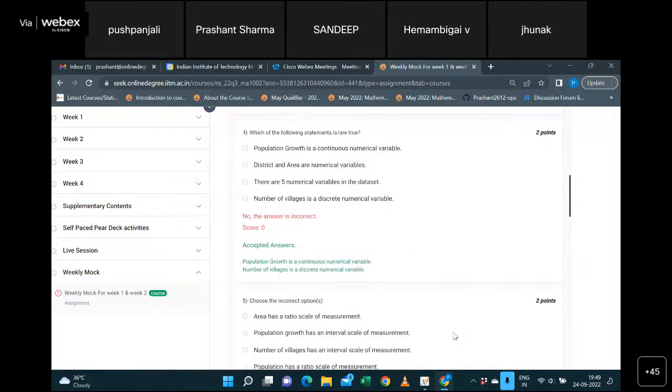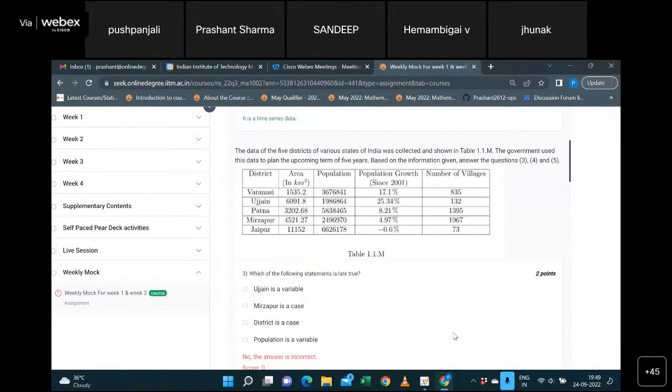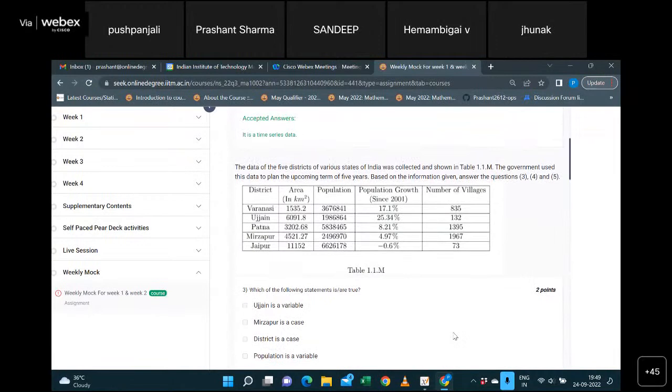Continuous. Why continuous? Because it can take any value between the two values, right? Between an interval. Yes. Okay. Number of villages is again continuous, right?